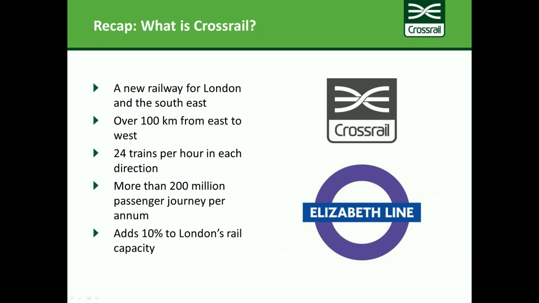It is mainline rolling stock, full-size trains running at a metro frequency, 24 trains per hour in each direction. The combination of large trains and a high frequency gives us that figure of more than 200 million passenger journeys per annum, which is a significant increase on London's rail capacity, around 10% when Crossrail is fully complete. It'll be a 10% increase to what we have currently.